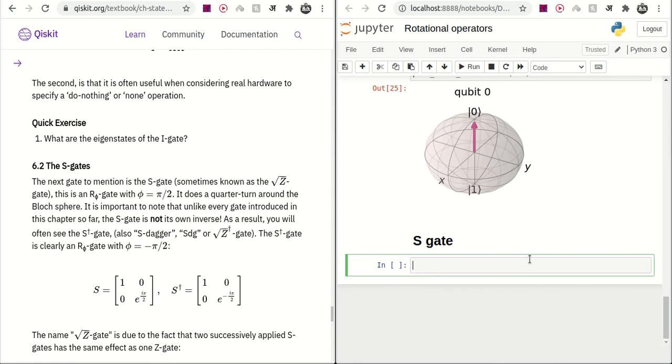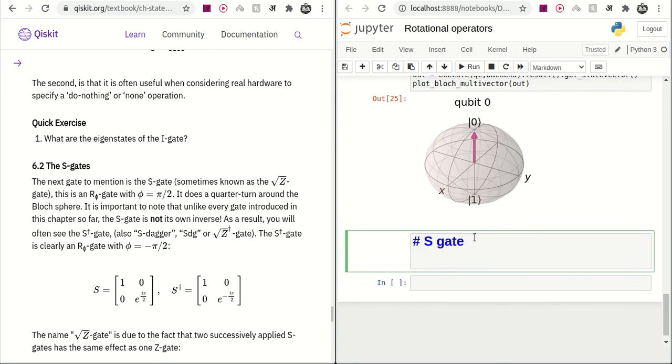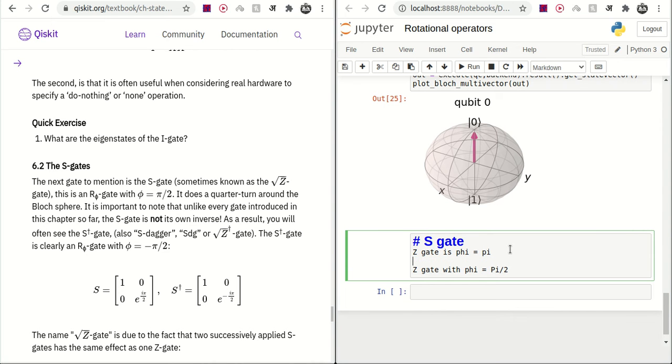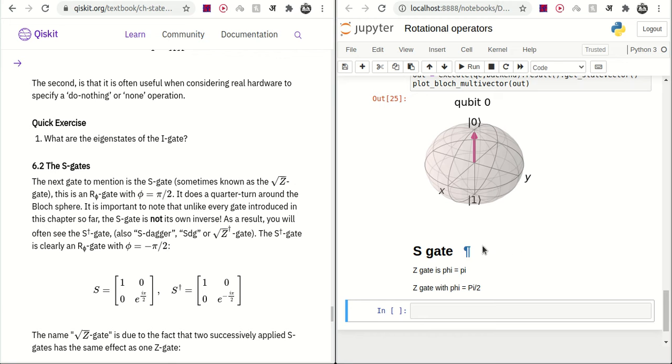The next gate is the S gate. It is also called the root Z gate. This is an R phi gate with phi equal to pi by 2. The Z gate is phi equal to pi, but the S gate is phi equal to pi by 2. That's why we can call it the root of Z.